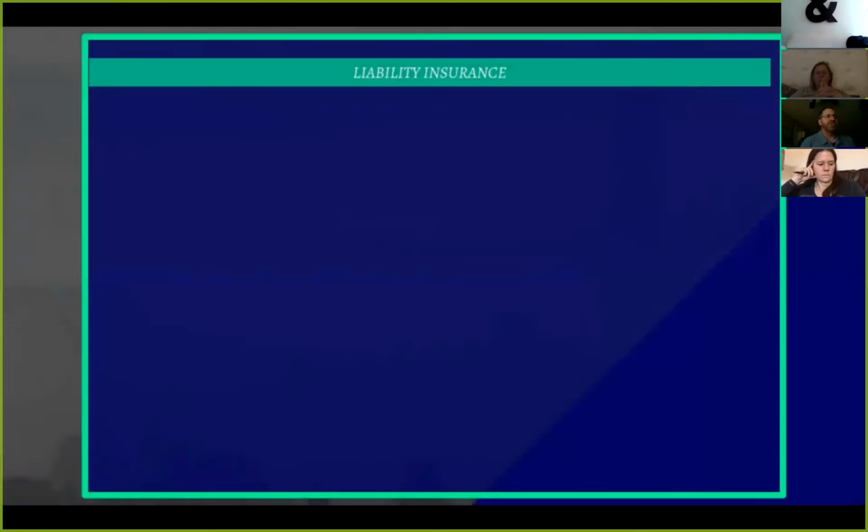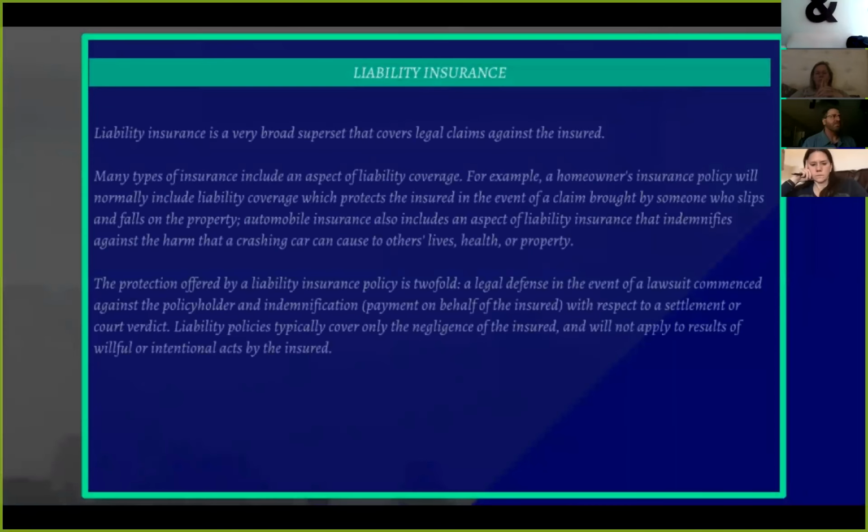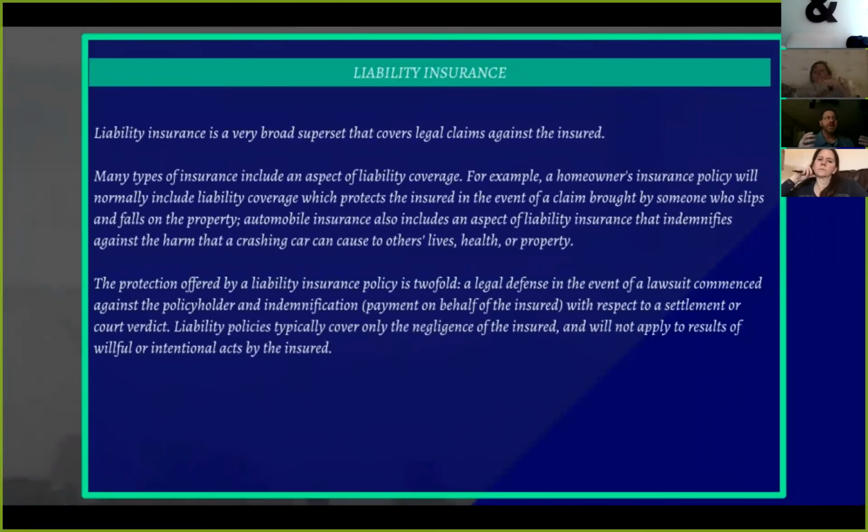Liability insurance, this is that third box over. Liability insurance is that broad policy that covers all those things that are not covered in your traditional auto and homeowner's policy. It's going to be the random event that someone sues you for when they walk onto your property and they trip over a crack in the sidewalk and all of a sudden you're liable. So this is where you get that policy in force.